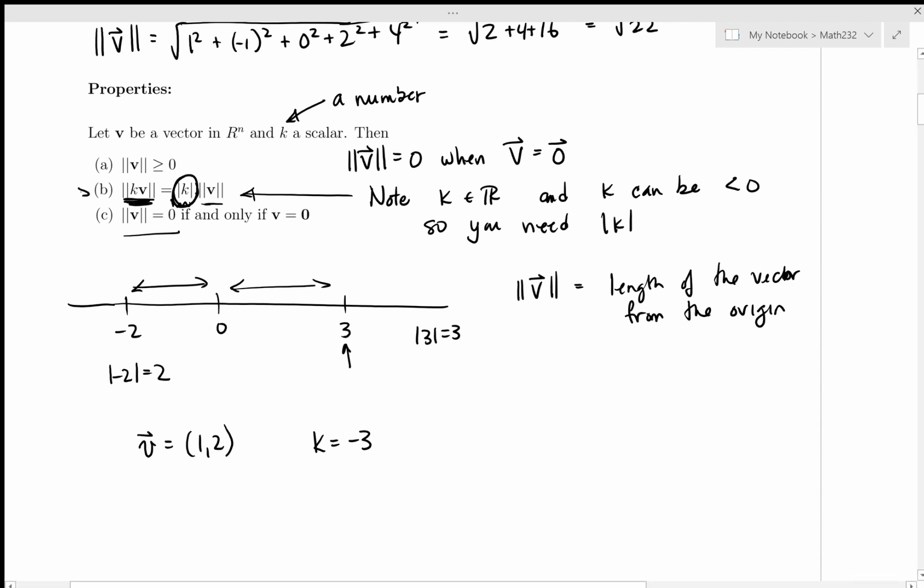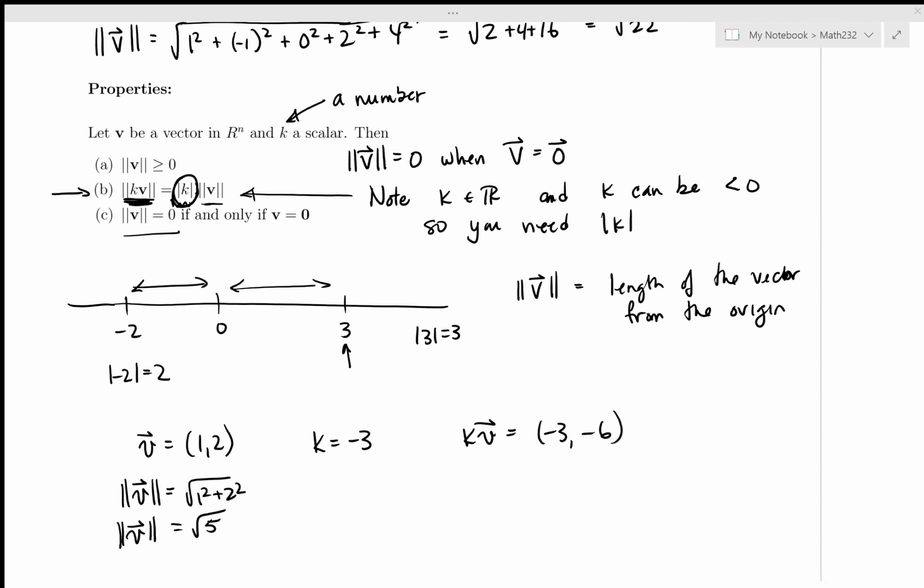What part B here is telling us is, let's just calculate the norm of v. That is going to be the square root of 1 squared plus 2 squared, which is the square root of 5. So that's the norm of v. I could compute k times v. That would be -3 and -6. And now I can do two things and see if they're the same.